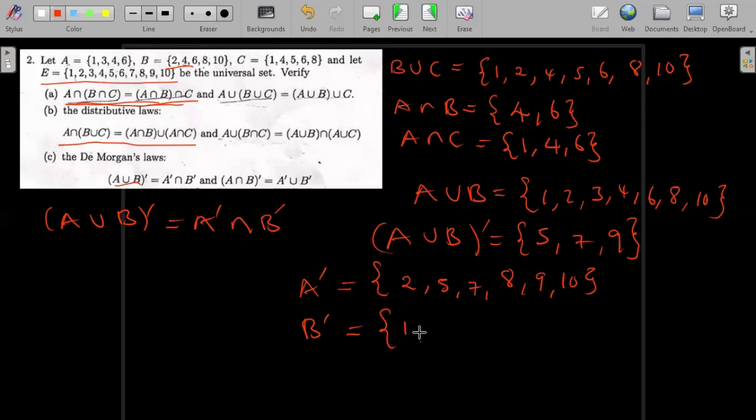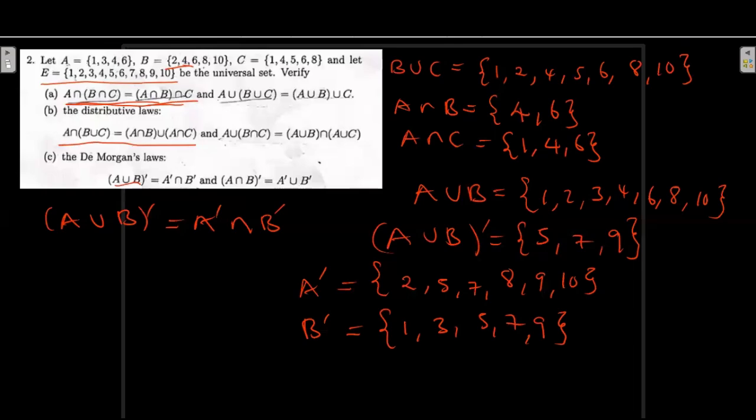So for B complement, I have 1, I have 3, 5, 7, and 9. So these are going to be the elements that are there. Then I check. Okay, so what I was saying is that now I have to check my A complement intersect B complement. So what is my A complement intersect B complement? So I have my set A complement there and my set B complement. So I have to check what elements here are common. What elements are common? Elements that are both in these sets.